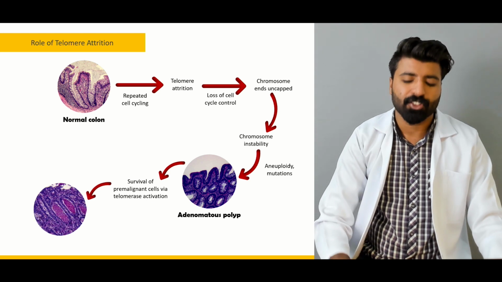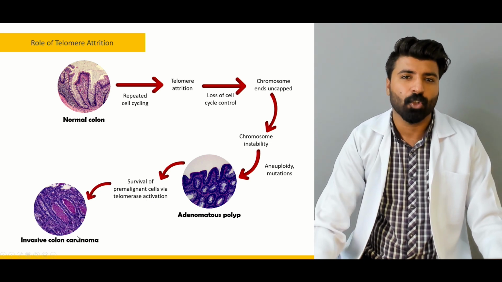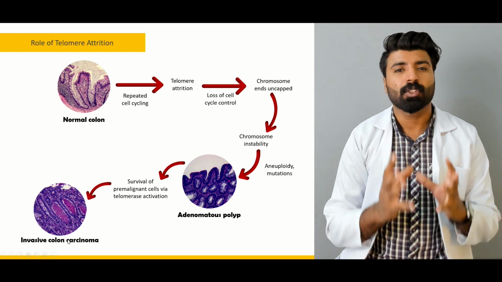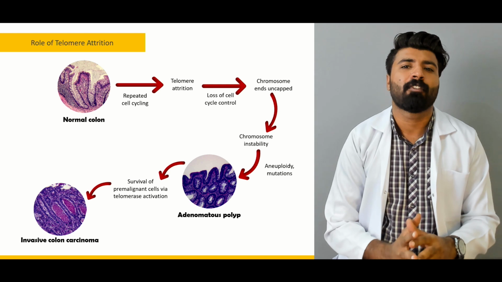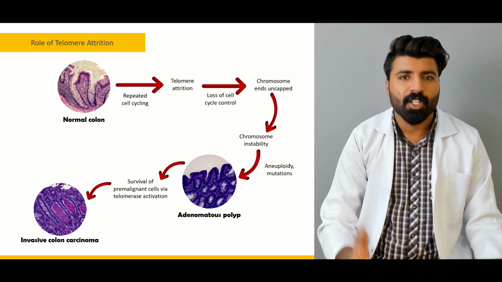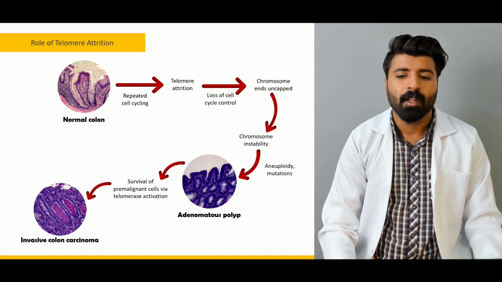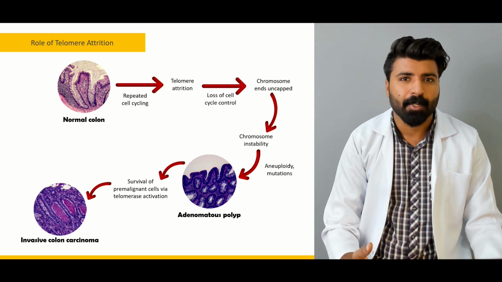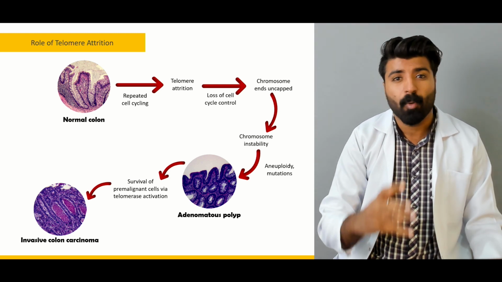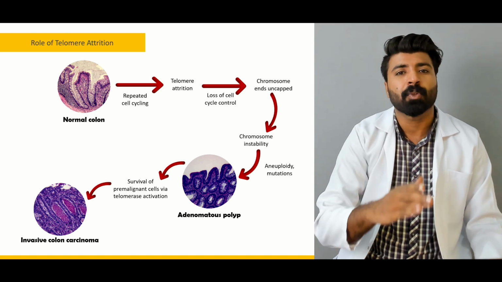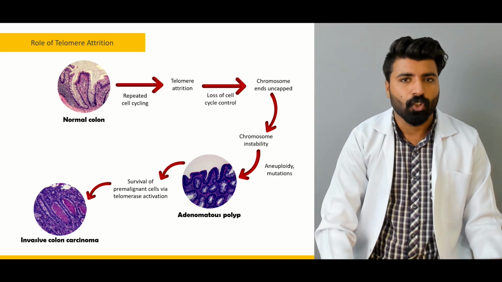But how does it reach the level of invasive colorectal carcinoma? Because those chromosomes which were responsible for its normal functioning have been uncapped. Attrition is happening, they have been uncapped, and they are unstable. When they're unstable, polyps are developing. And when the polyps are developing and nobody is taking care of them and there's chromosomal instability, this will in turn lead to invasive colon carcinoma.